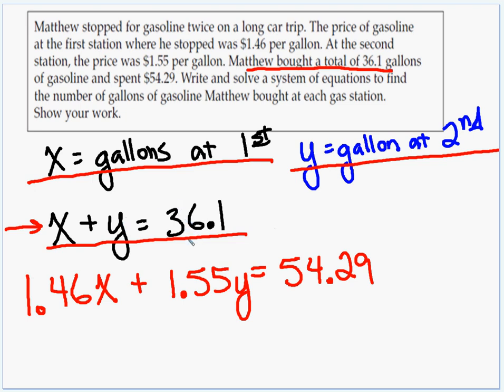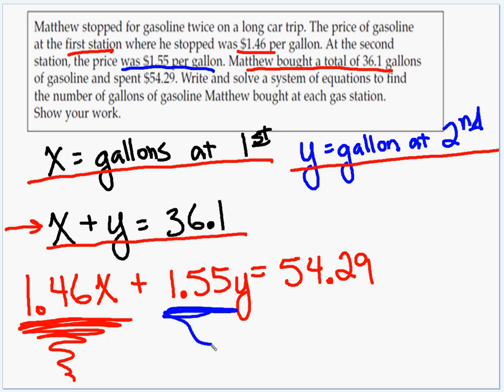Now the price comes in. At the first gas station, gas is $1.46. So here's $1.46 times the number of gallons at the first gas station. And then at the second gas station, the price was a little higher, $1.55. So that's our $1.55 times the number of gallons bought at the second station. The total spent was this, 54.29.